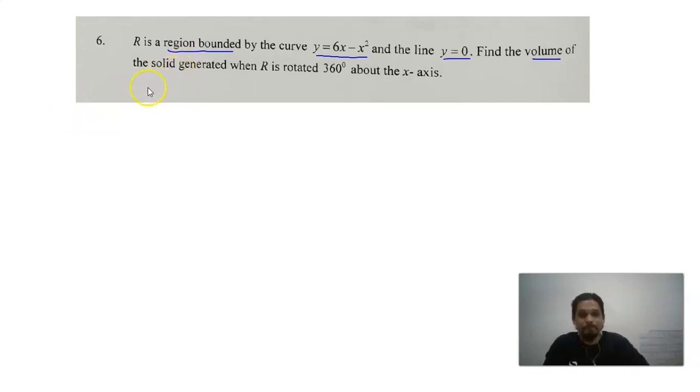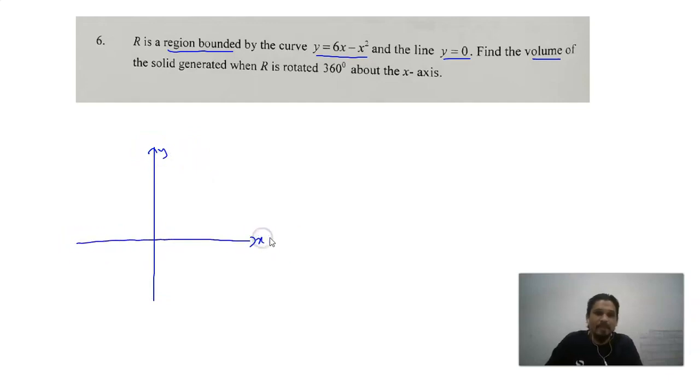Let's sketch the graph of this. Okay, the first one, for 6x minus x squared, make it equal to 0, then we factorize: x times (6 minus x) equal to 0, so x equal to 0, then 6 minus x equal to 0, so 6 brought over becomes negative 6, then x equal to 6.